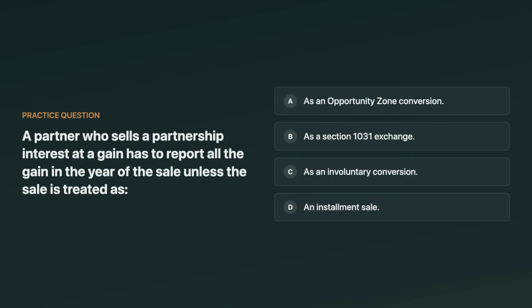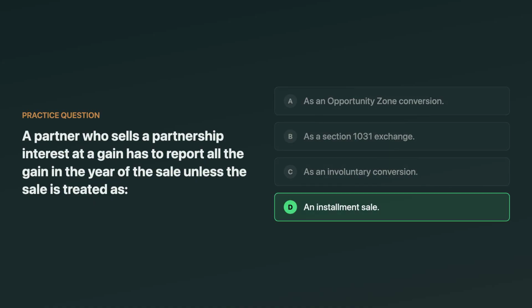A partner sells a partnership interest at a gain. They generally have to report all the gain in the year of sale unless the sale is treated as one of these: an opportunity zone conversion, a Section 1031 exchange, an involuntary conversion, or an installment sale. Which treatment allows the gain to be reported over time? Think about it.